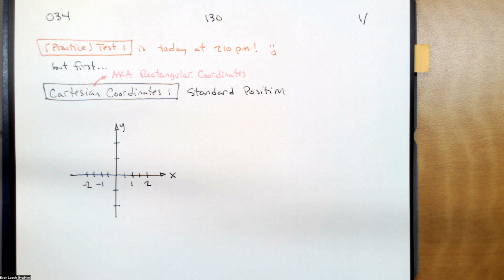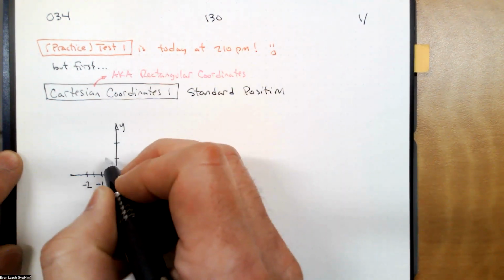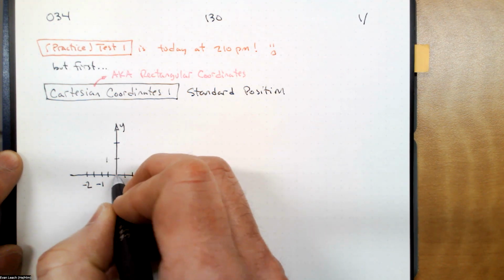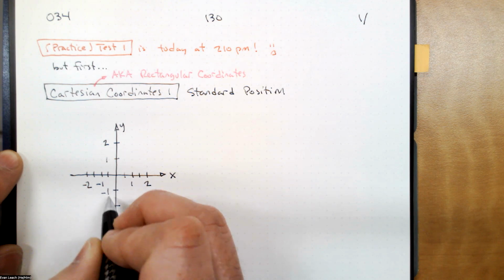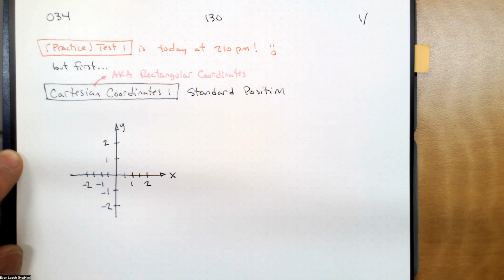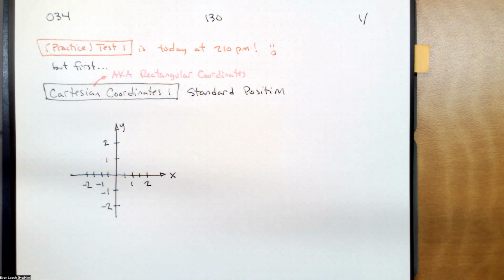So it's just a number line. 0 in the middle, count positive in one direction, count negative in the other direction. And then we have another one going up and down. 0 in the middle, count positive in one direction, count negative in the other direction. It's just two number lines crossing at 0.